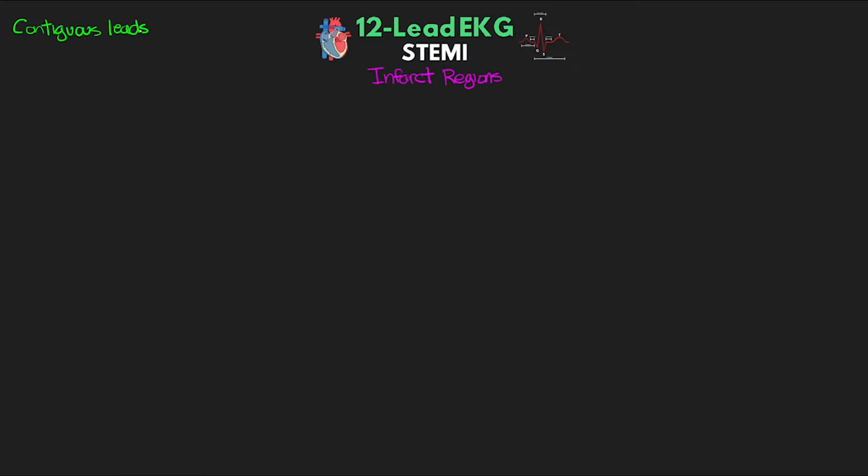The significance of contiguous leads is that if we think about the position of our various leads and anatomically where they're looking at the heart, certain leads, typically nearby on EKG, are often looking at similar parts of the heart. Therefore, in situations like STEMI, where a large portion of the heart is being impacted, we will see changes on multiple leads looking in similar areas of the heart.